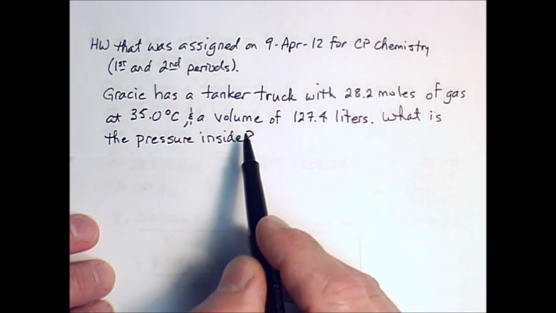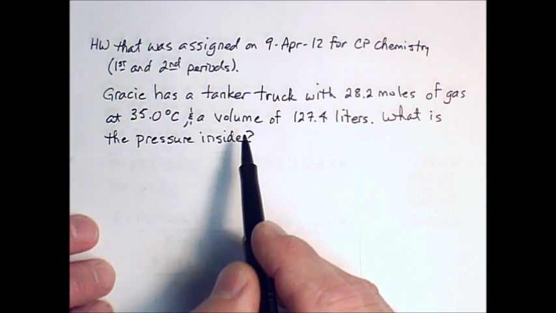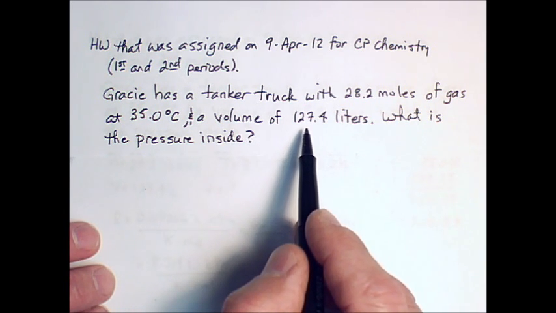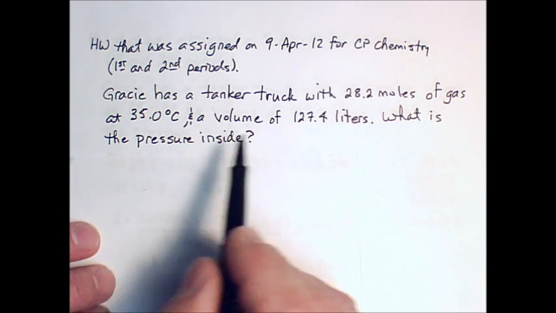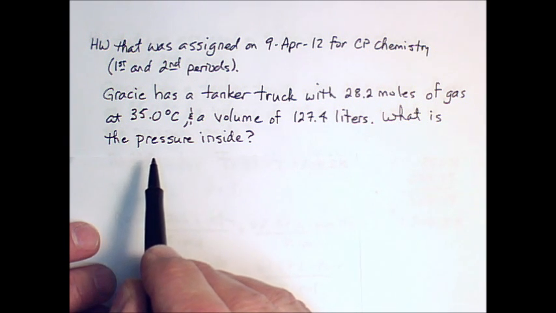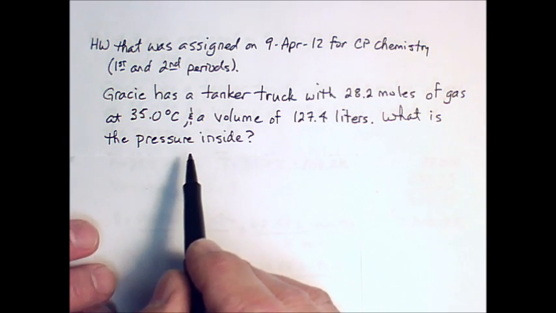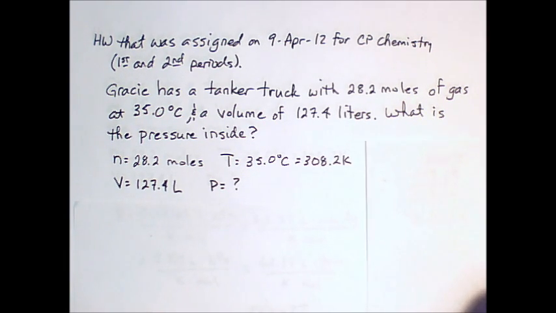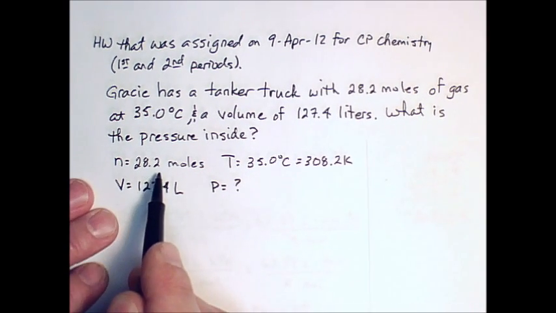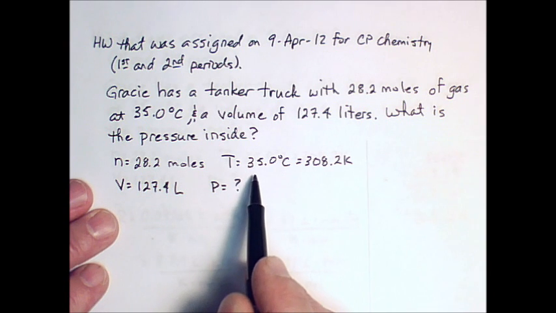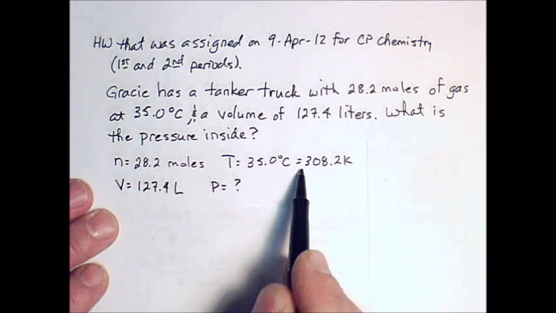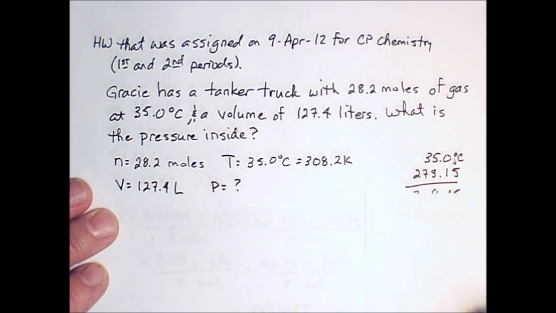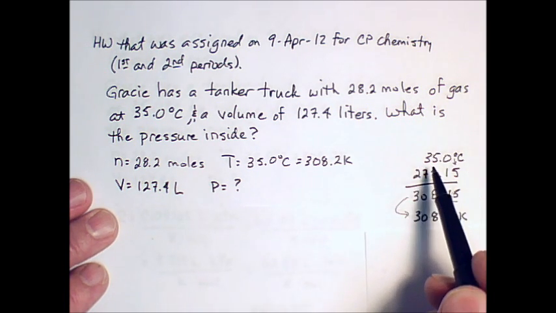And then you have a volume, and that's the variable capital V. Volume equals 1.274 liters. And then it asks what's the pressure inside, so you'll have a capital P for pressure followed by a question mark. So those variables will look like this. N is 28.2 moles, temperature is 35.0 degrees C, which is also equal to 308.2 K, and we got that by doing the math.